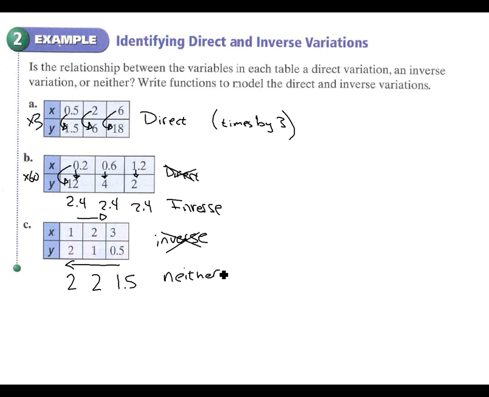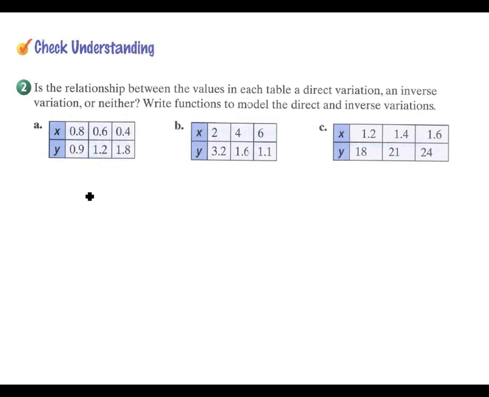All right, so it does say write functions to model if we get a direct or inverse variation. So we'll go back up here. For this one, it's y equals, what do we have to multiply by? 3, so y equals 3x. And for this one, we're going to say y equals k over x. And on this one, 2.4. The thing we get, 2.4 divided by x gets us our y number. All right, so our k in this situation equals the bottom number, what we're multiplying to. See if you can figure out understanding check number 2.